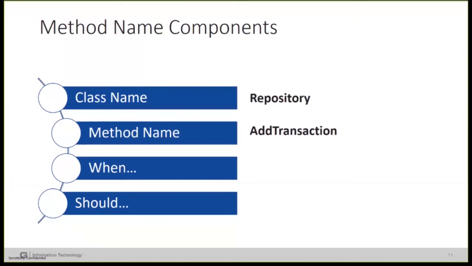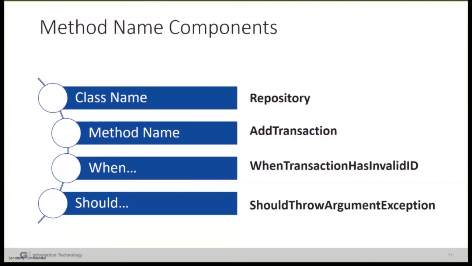Repository, add transaction. When transaction has invalid ID. Make this as English reading as possible. I dropped an "and" in there: when a transaction has an invalid ID. Put them in there if you want. Articles, everything. Make it so that it reads like a human sentence, okay? Start with when. I kind of would prefer a standard that dropped the when, you know, the third option is when, so just assume that. But we're actually putting the whens in there, which is fine. And then should throw argument exception. Make sense?